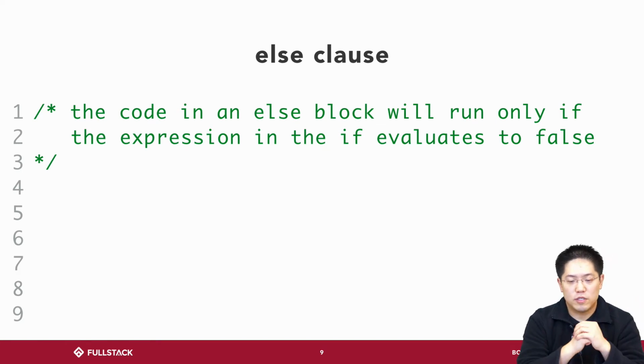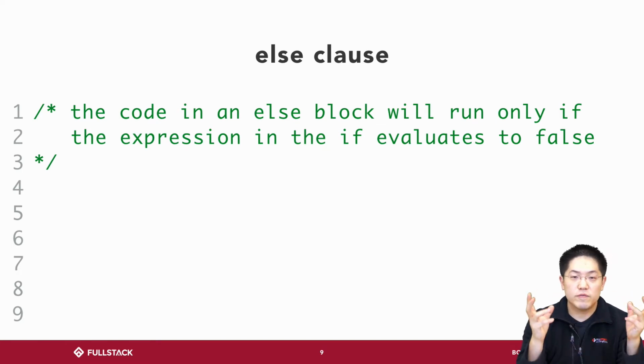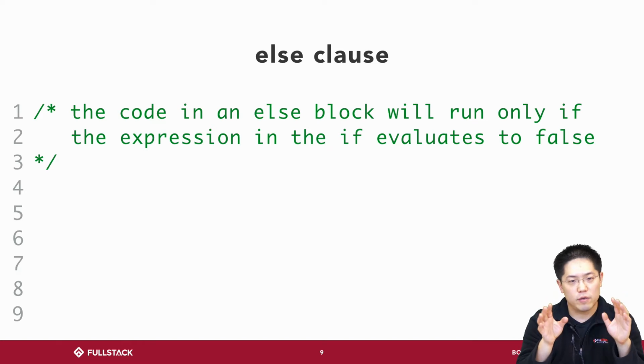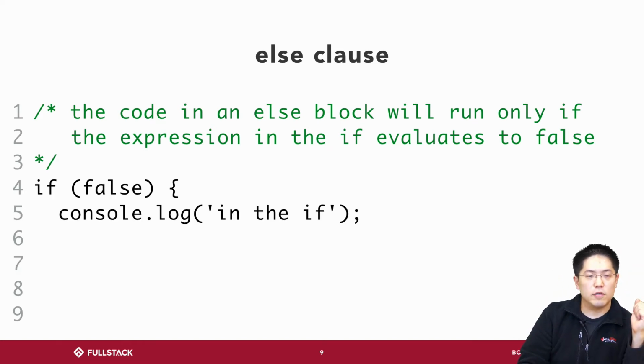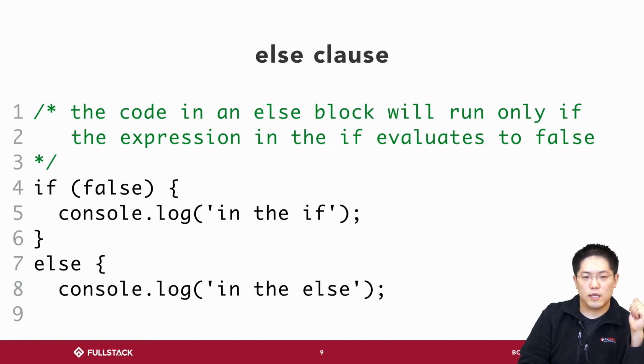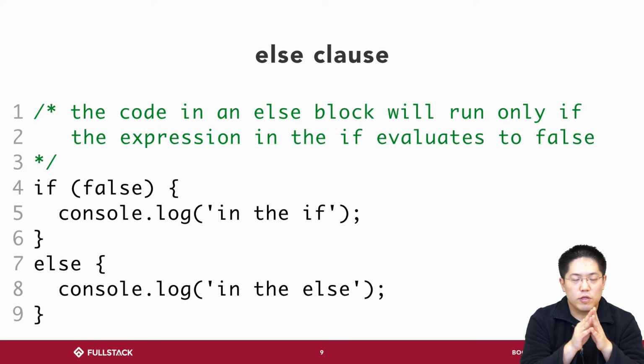So what this gives us is the ability to say that if the if statement comes back and says, I'm not going to run what's in my curly brackets, the else lets the programmer say, okay, if you got a false, at least run this, right? So here, for example, do if false, console log in the if, else, console log in the else. Right? So the false on line 4, of course, evaluates to false.